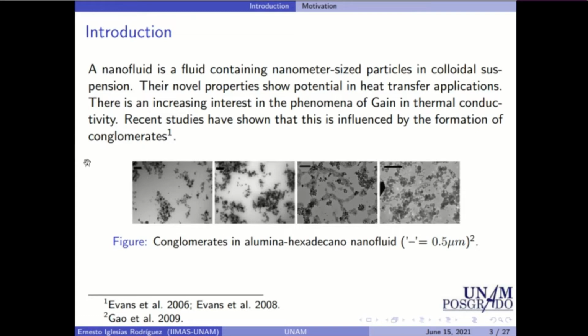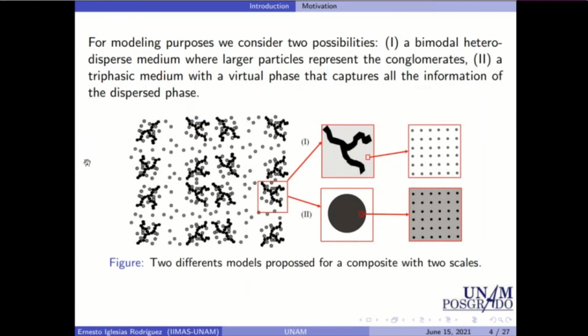Recent studies have shown that this gain is influenced by the formation of conglomerates. As seen in the picture, they form a conglomerate of a scale higher than nano size. A nanofluid can be seen as a very complex composite material in terms of continuum mechanics.